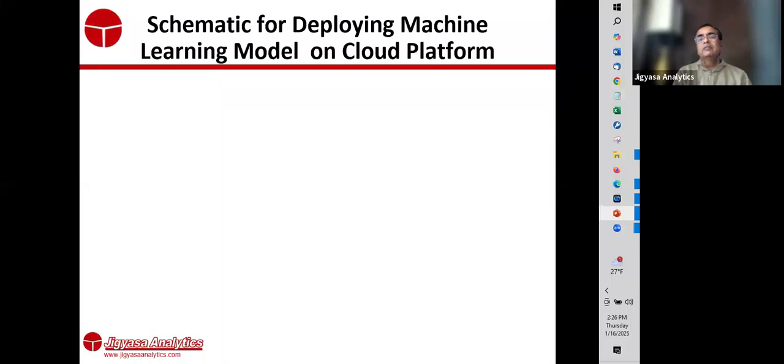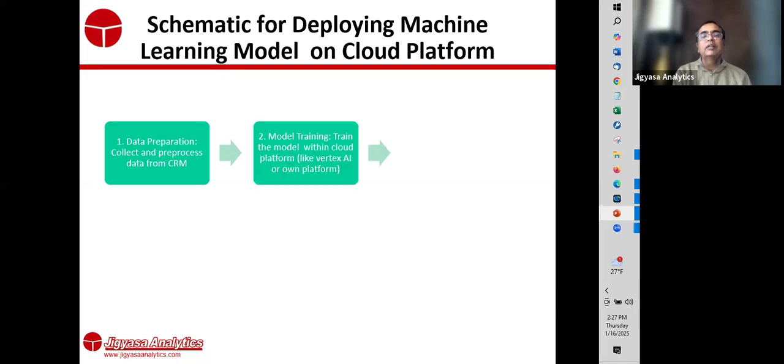I will give you a little bit of schematic of how you could develop and deploy the machine learning model, just to give you an idea. And we'll have a whole session on this in February. So first is always data preparation: collection and processing of data from CRM. You might be on Salesforce, for example, and we would need to extract the data from there, to get it and prepare it for the model development task.